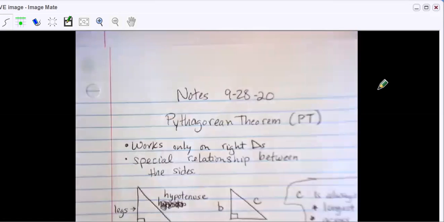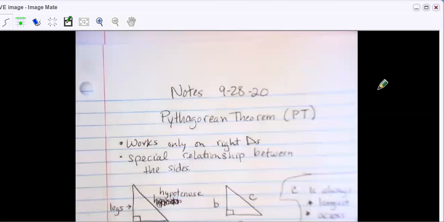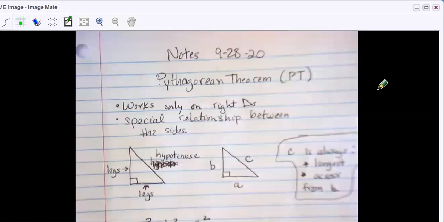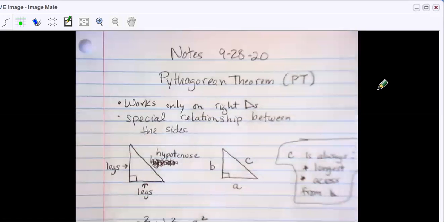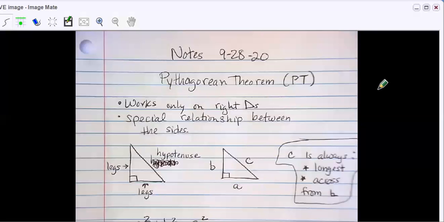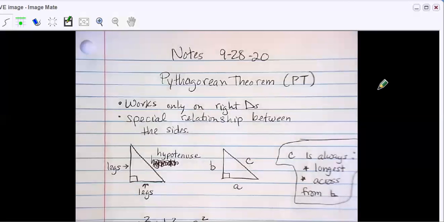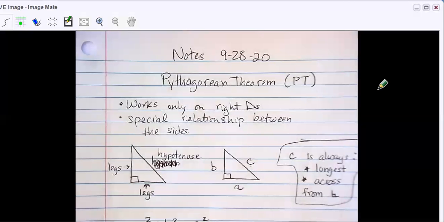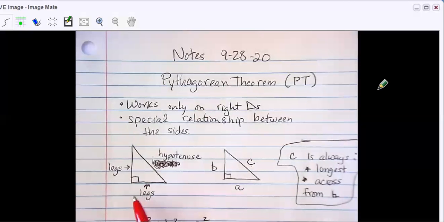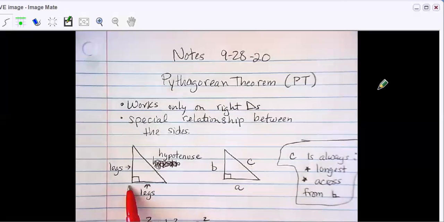We started off by talking about Pythagorean theorem. Most of you have seen Pythagorean theorem before. Let me focus that a little bit better. Pythagorean theorem only works for a right triangle. It has a special relationship between the sides. In a right triangle, we will call these two sides that join the right angle legs, and the slanted side we'll call the hypotenuse.